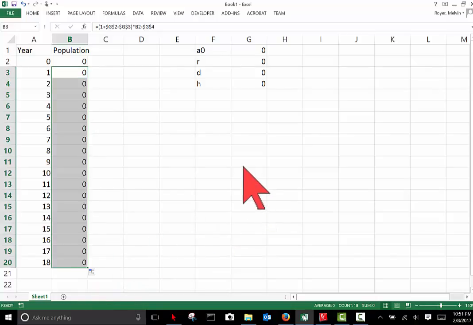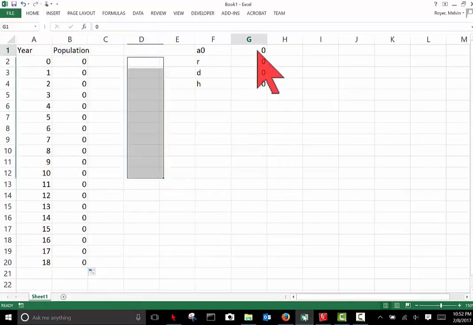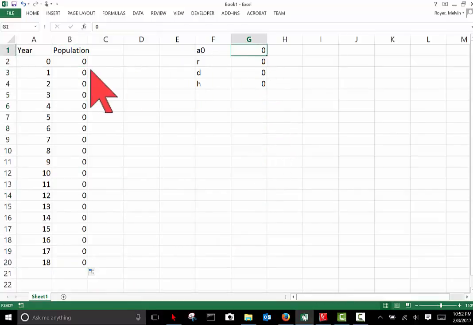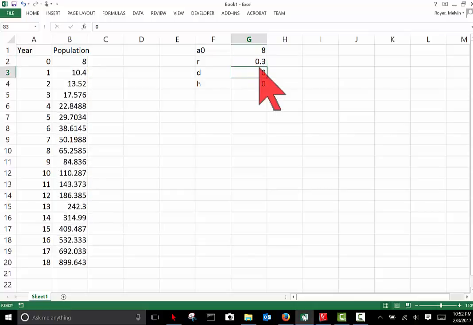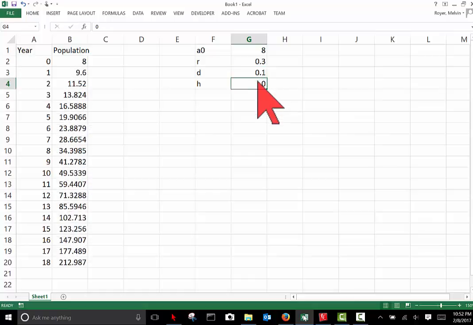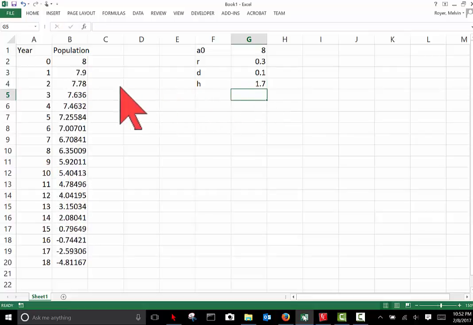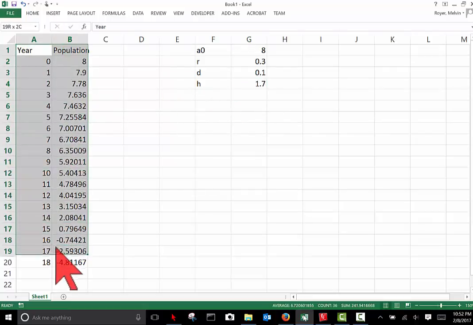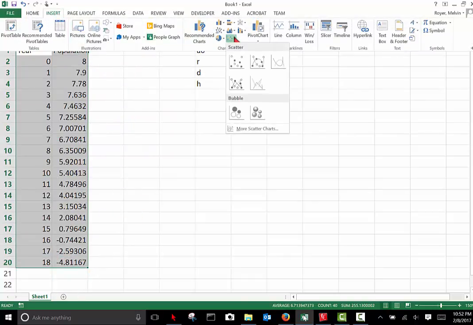Of course, nothing is happening yet, but now we're ready to generate the population over time based on the values given in the worksheet. So they were that A sub 0 is 8, that R is 0.3, that D is 0.1, and that H is 1.7. And now finally let's generate a graph of the population as a function of time.